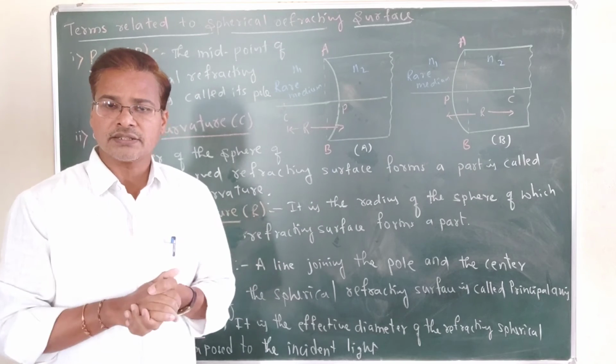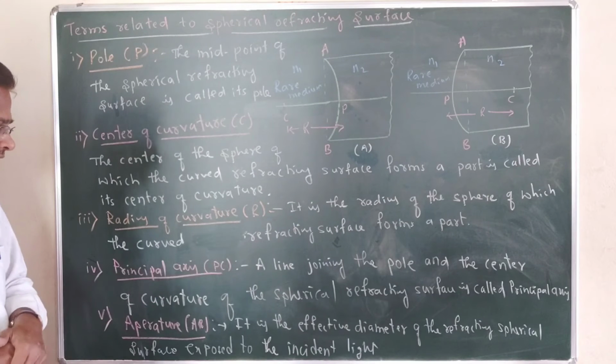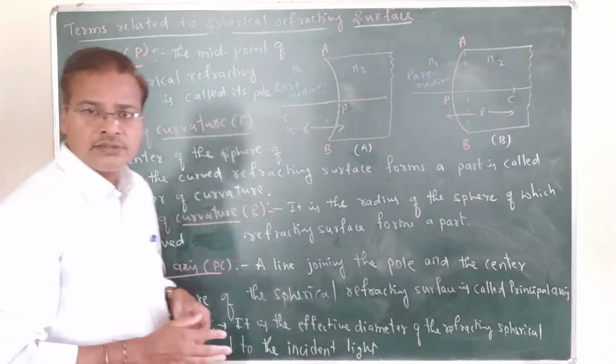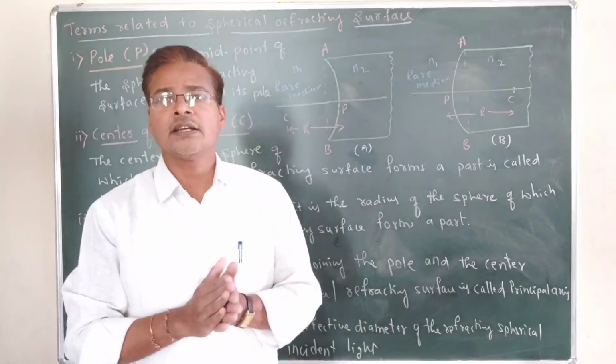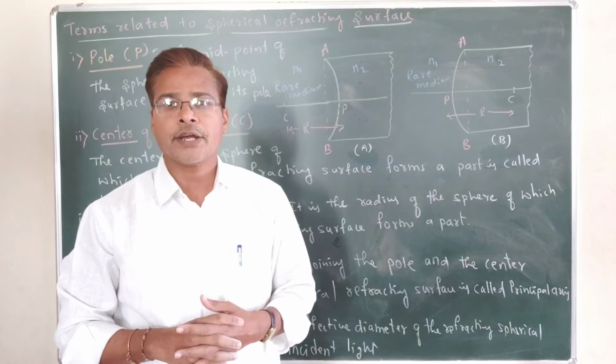That is the curved refracting surface. So we are going to see that it is the effective diameter of the refracting spherical surface exposed to the incident light. Whatever incident light falls onto the curved surface, that diameter only it will be falling. So that we are going to call the aperture.